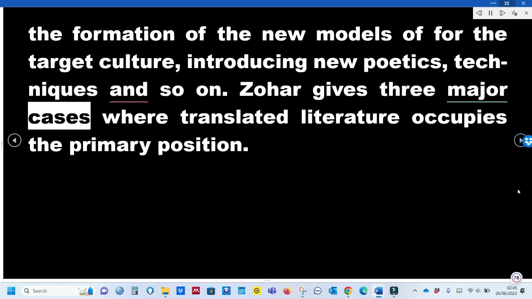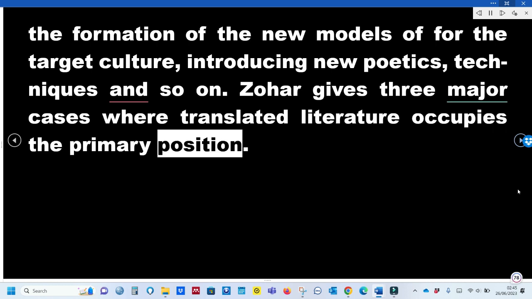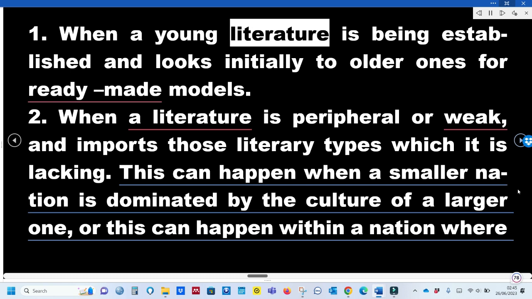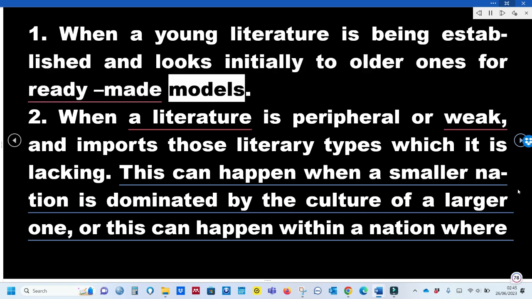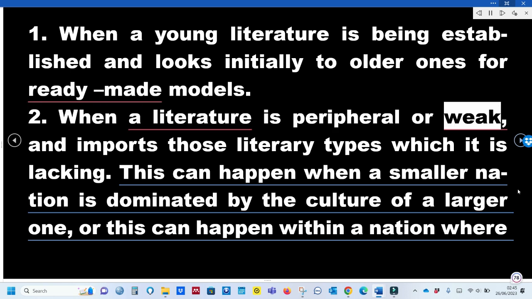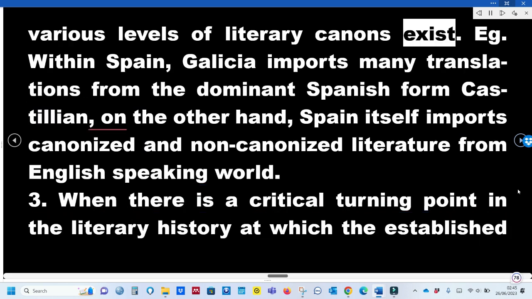Zohar gives three major cases where translated literature occupies the primary position. 1. When a young literature is being established and looks initially to older ones for ready-made models. 2. When a literature is peripheral or weak and imports those literary types which it is lacking. This can happen when a smaller nation is dominated by the culture of a larger one, or this can happen within a nation where various levels of literary canons exist.